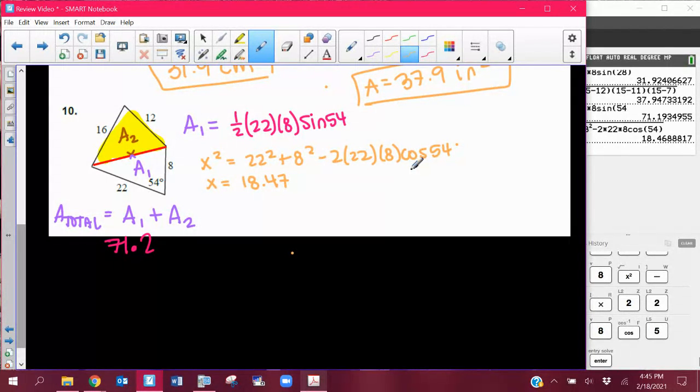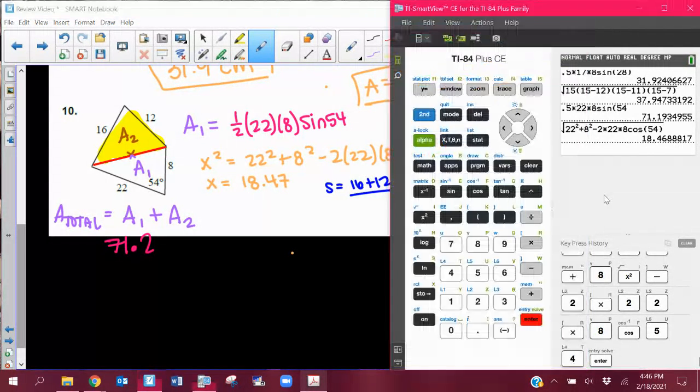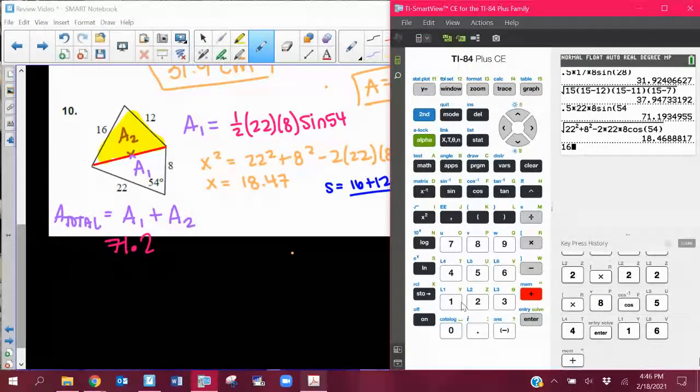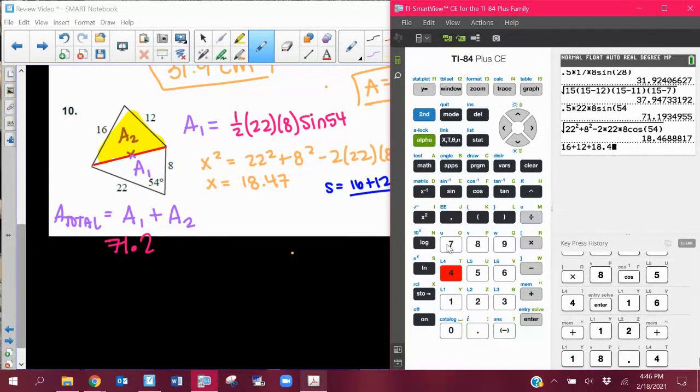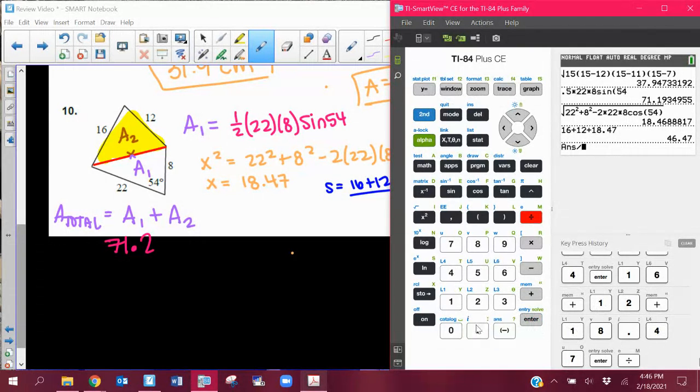Okay, now that I have this side, I have a side side side triangle, which means I can actually find the area of this second little highlighted triangle using Heron's formula. So the first thing I'm going to need to do is find the semi-perimeter. So I'm going to have 16 plus 12 plus whatever side I just found, divided all by 2. So 16 plus 12 plus 18.47 is what I called it. Cool. And I'm going to divide that entire thing by 2.